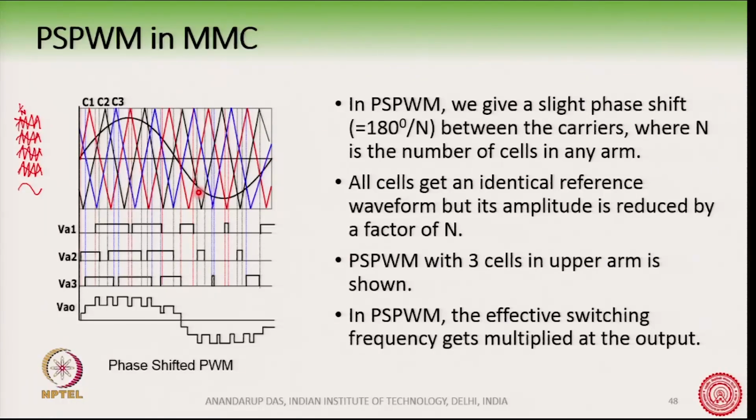Okay. But the cells have their own carriers. Say suppose there are 3 cells C1, C2 and C3, the cells will have their own individual phase-shifted carriers, and we will do the comparison. When the reference wave is more than the triangle, we switch on the upper device, and when the reference wave is less than the triangle, we switch on the lower device.